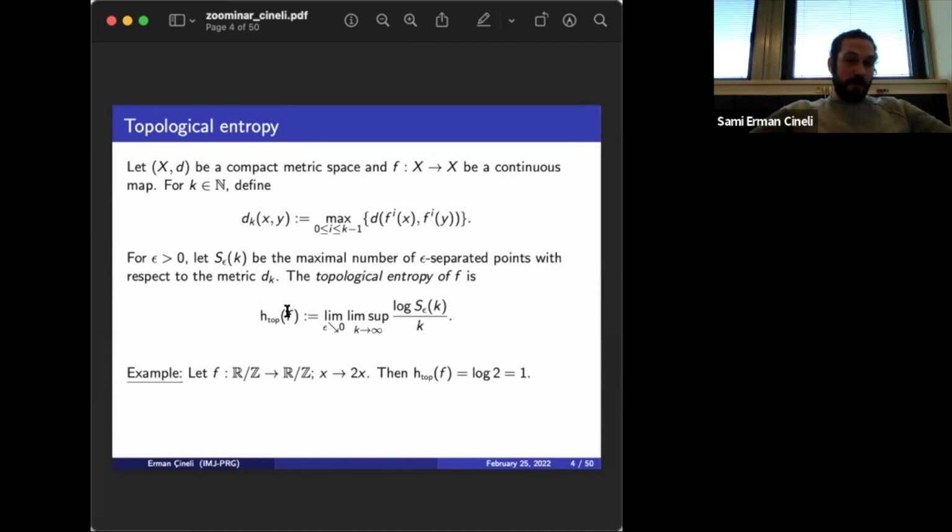So this number here, topological entropy, measures orbit complexity of the map F. Here is an example. Let's take the doubling map from circle to circle. Then topological entropy is equal to log 2. And in this talk, the logarithm is base 2, so it's equal to 1. It's not hard to see this from the definition. You just write the points in binary expansion, then multiplication by 2 erases the first digit. Then for epsilon less than, let's say, 1/2, one easily finds 2^k points that are separated with respect to d_k.